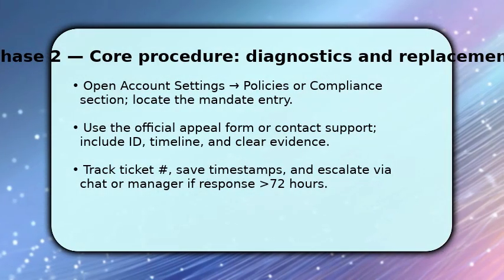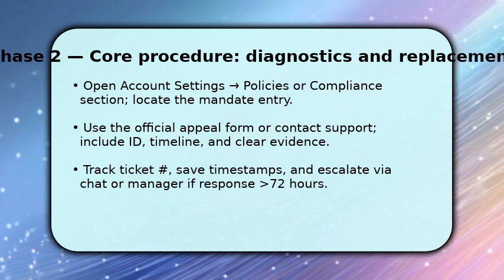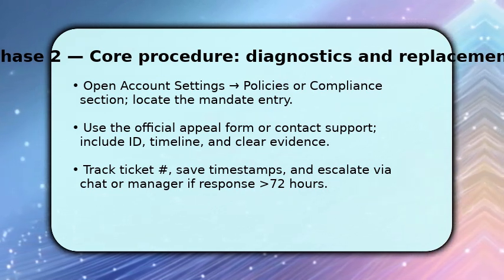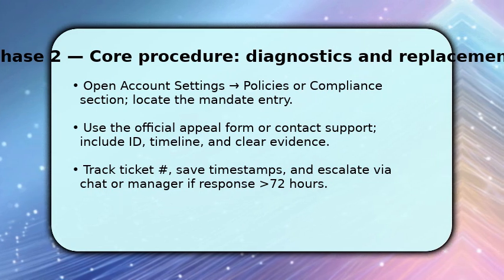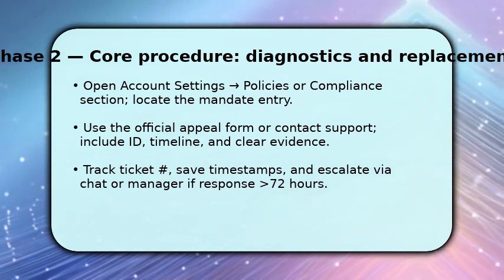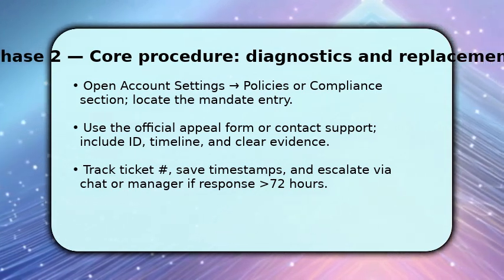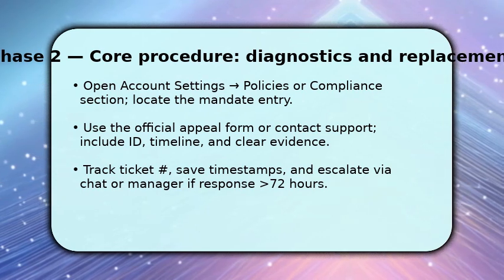Once you're on the policy page, find the mandate entry and open the settings or compliance link. This is where cancellation often starts. Fill the official appeal or request form and explain why the mandate should be removed. Include the ID, a concise timeline, and your evidence. Submit, then immediately note the ticket number and timestamps.